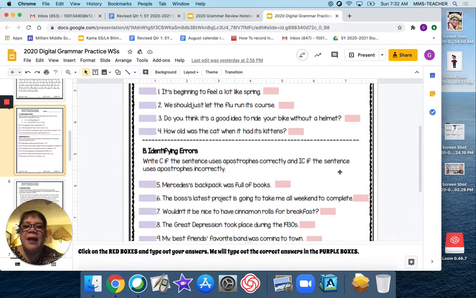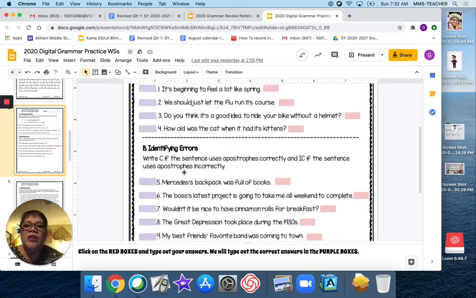Now, identifying errors. You are going to write the letter C if the sentence uses the apostrophes correctly, and IC if the sentence used the apostrophes incorrectly. So if you read sentence number 5, "Mercedes' backpack was full of books." Okay, Mercedes' backpack was full of books. Now, is that used correctly? How many of you say yes? How many of you say no?